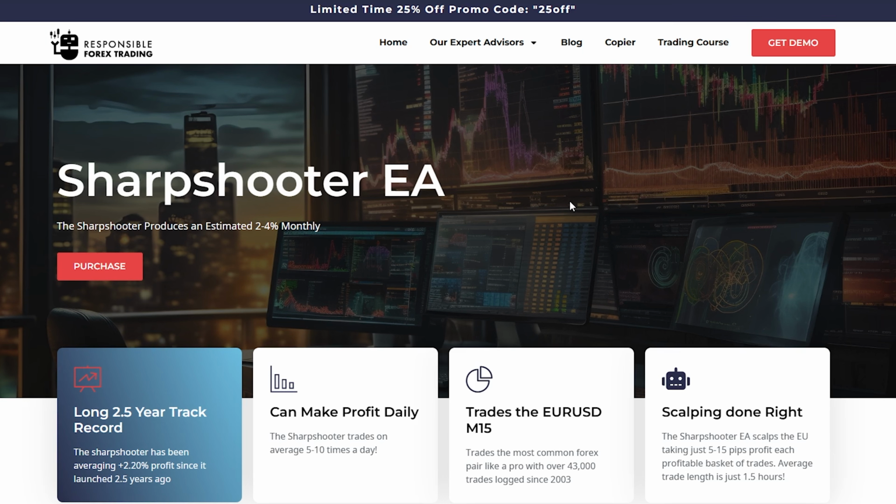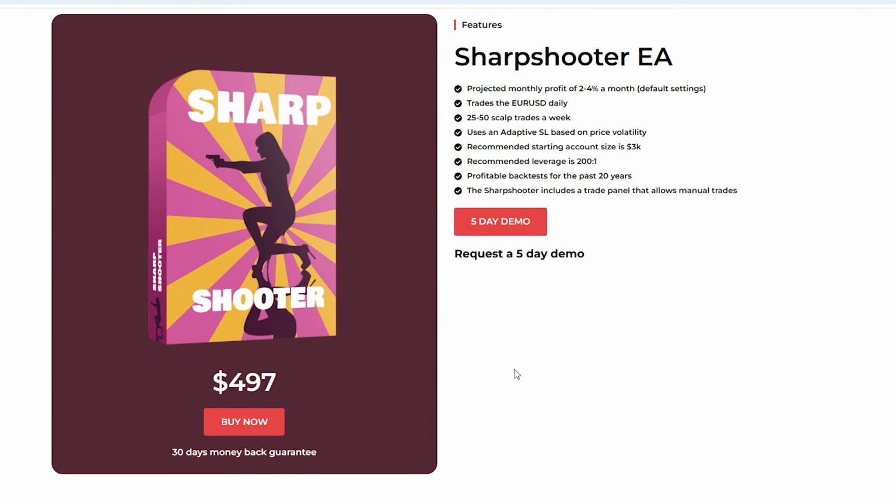We are running a number of his EAs, including the Powerhouse, which does include the Sharpshooter and 5 other EAs. But for this particular account, I'm only going to be using the Sharpshooter. And what you can do is if you go through it, you'll see as well that this one is $497. However, you can get a 5-day demo.